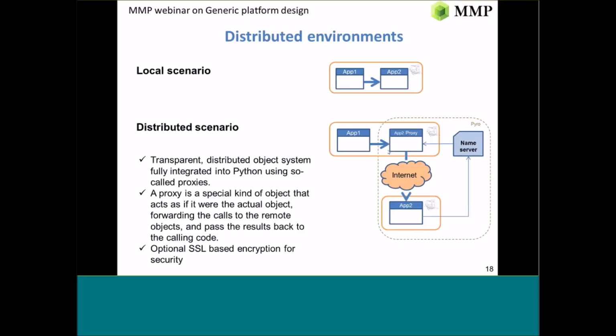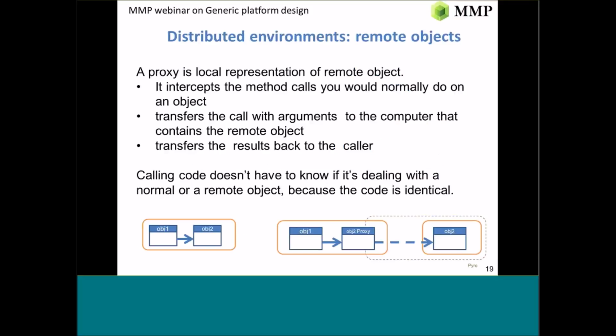The proxy is a special kind of object that acts as an actual local object. It basically intercepts all the calls, forwards them towards the remote object, and passes the results back. So the role of the proxy is to hide all the details of remote communication, and basically the proxy acts as a local object. So this communication between proxy and remote object is hidden to the platform user.